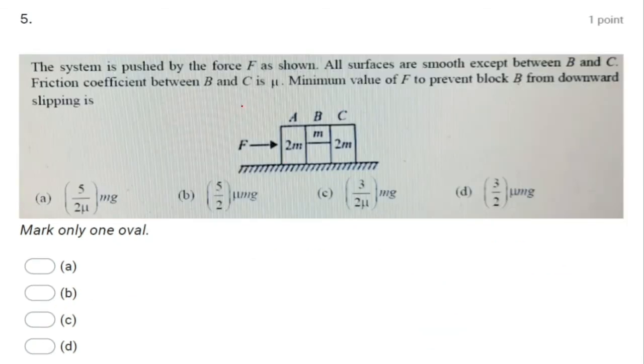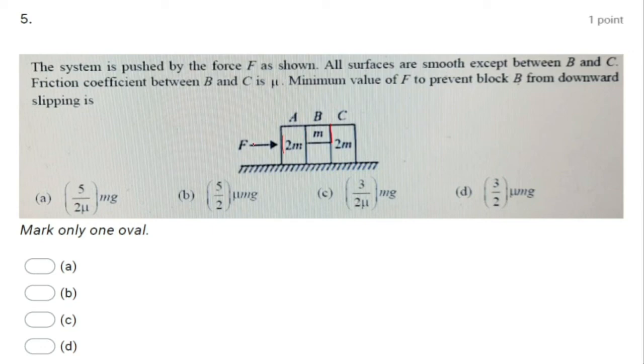Now let's do the question number 5. The system is pushed by the force F as shown here. Look at this case here. 3 blocks, 2m, m and 2m, are pushed with the force F. All surfaces are smooth except between B and C. That means this is the case B and C. Friction coefficient between B and C is mu. That means there is a friction between B and C. Minimum value of F to prevent the block B from downward slipping.